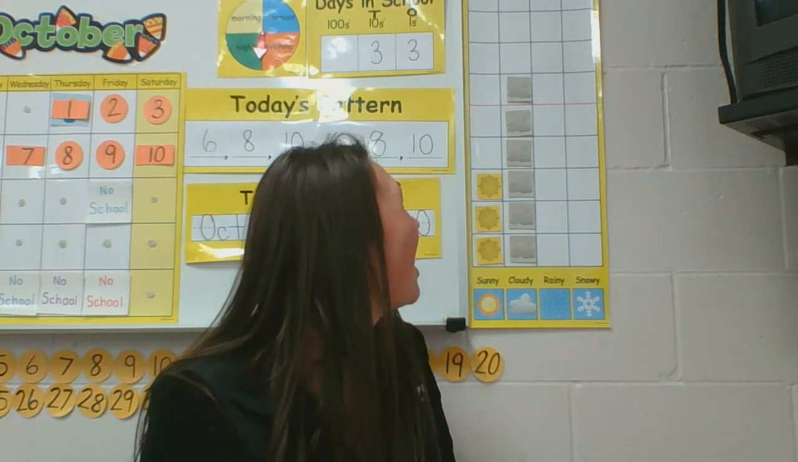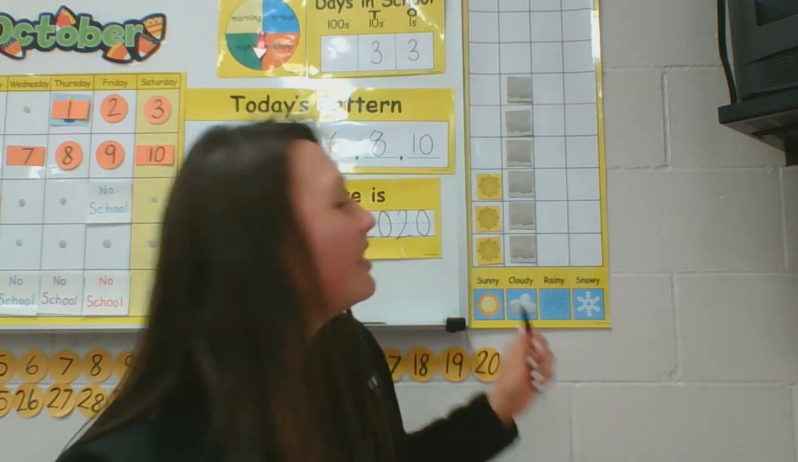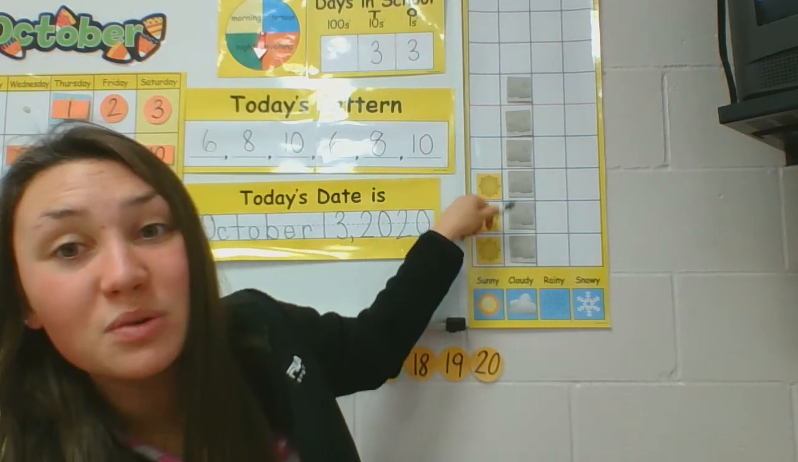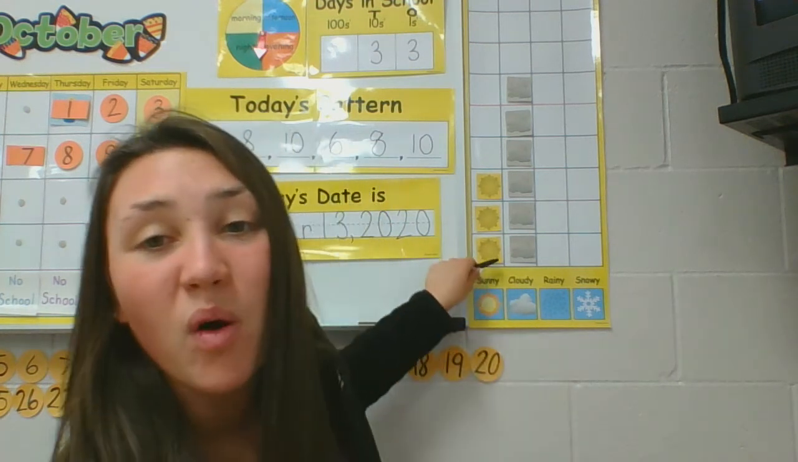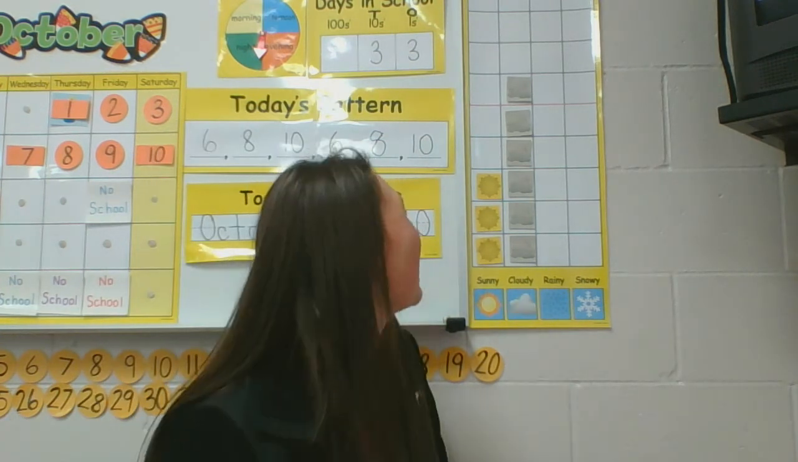All right, boys and girls. Now, our cloudy tower is really tall now, isn't it? How many cloudy days do we have so far? Count with me. Ready? 1, 2, 3, 4, 5, 6. 6 cloudy days. And then how many sunny days? Count with me. 1, 2, 3. Yeah, 3 sunny days and 6 cloudy days. We'd have to double our sunny days to make up how many cloudy days. All right, let's do our final part of our math meeting.